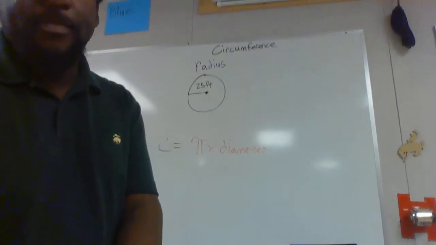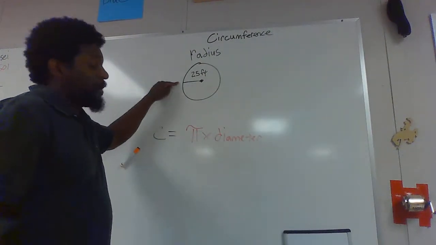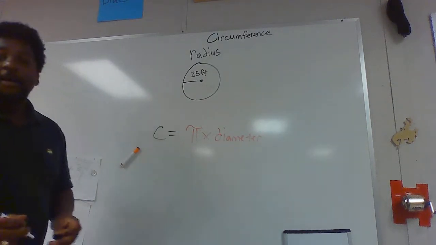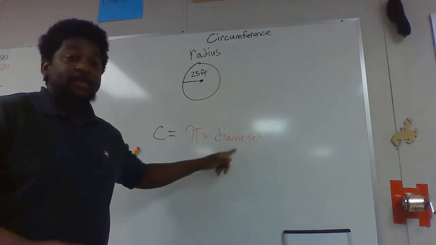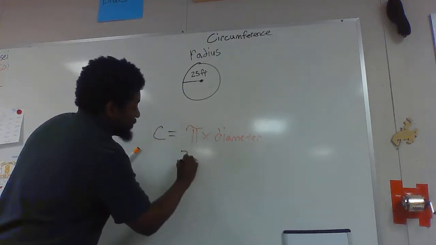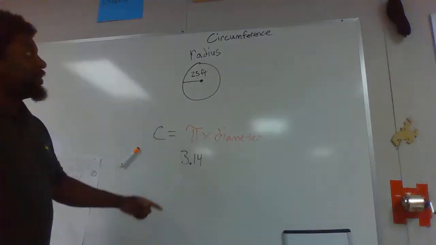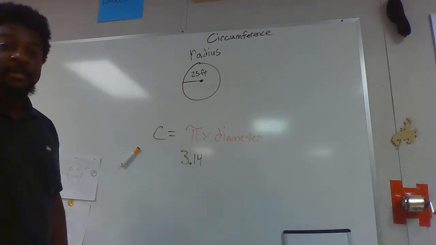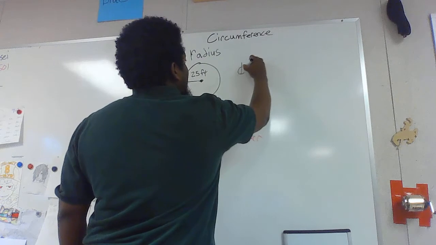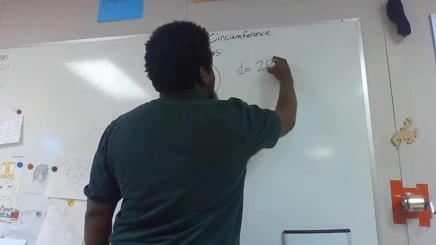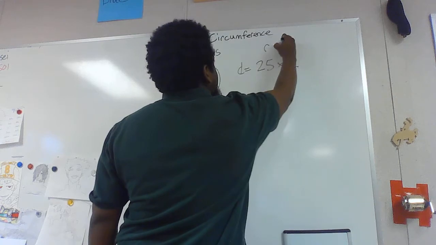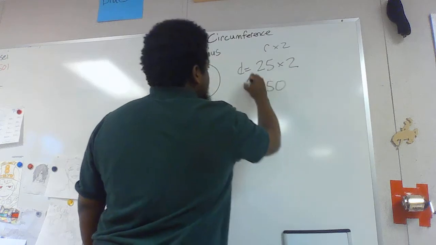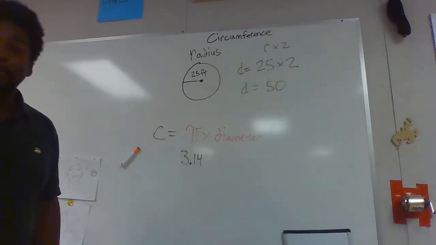All right, on this second problem, I have the radius of 25 feet, and I want to find the circumference, or C. C equals pi times my diameter. So I know pi is 3.14, but I don't have the diameter. I have the radius, which is 25 feet. To find the diameter, I take my radius times 2, 25 times 2. 25 times 2 gives me 50, so my diameter is actually 50.